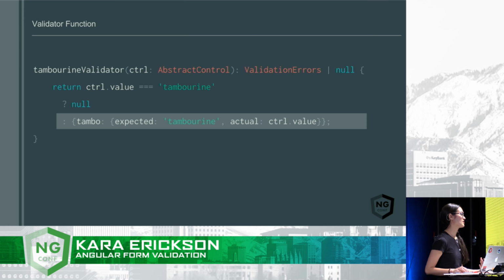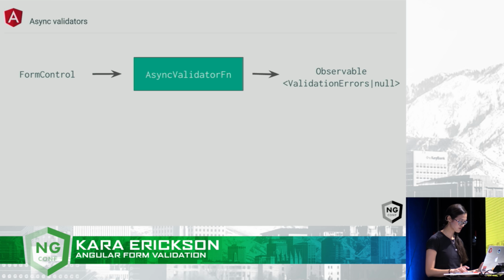This comes in really handy with custom validators because you don't have to return this expected and actual format. You could return anything. You could return the actual error message string if you wanted, if that's easier to build your UI that way. It's totally up to you.